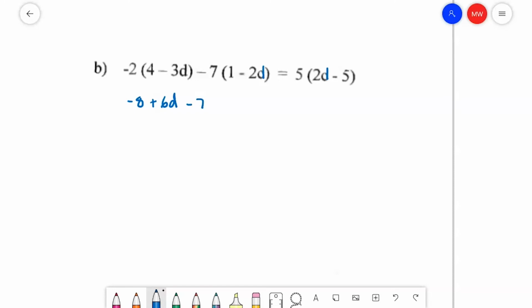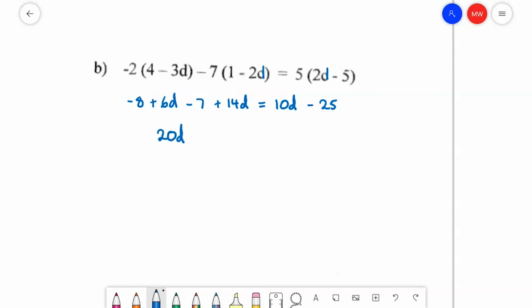And minus 7 times minus 2d makes positive 14 Ds. And on the right, I've got 5 times 2D makes 10 Ds. And 5 times minus 5 makes minus 25. Let's collect like terms. I'll start with my Ds. So I've got 6 Ds and 14 Ds. Now I've got 20 Ds.